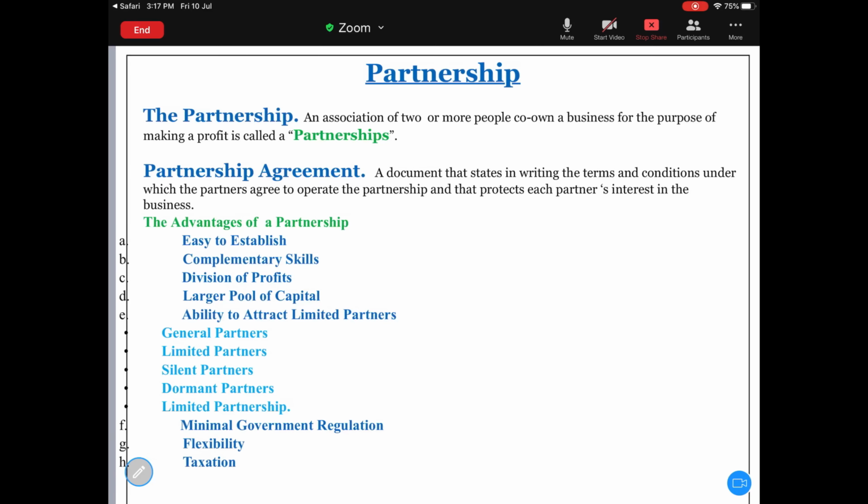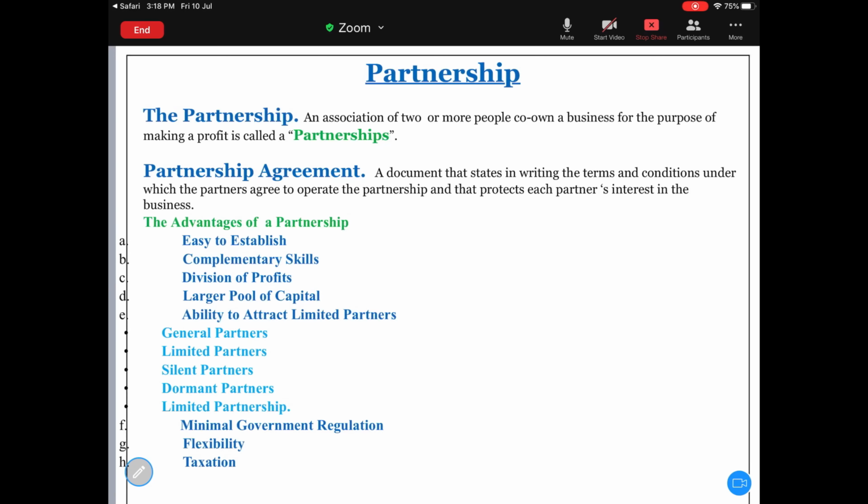The advantages of partnership. First thing is it is easy to establish because if there are two or three people, they can put in maybe in some cases the same amount. In some cases, there can be one person who is financing, the other one is executing the business. So it is easy to establish.